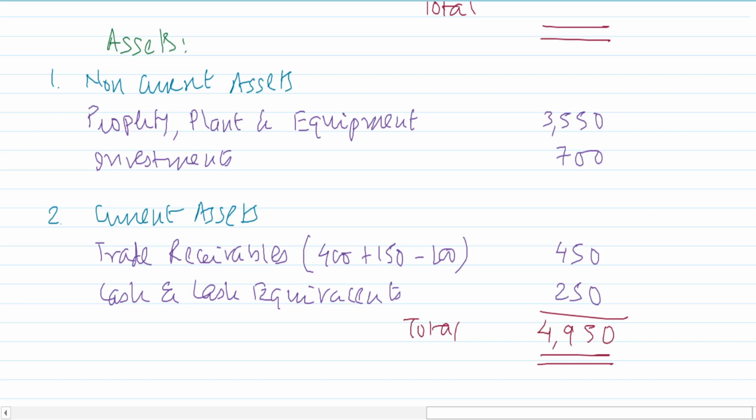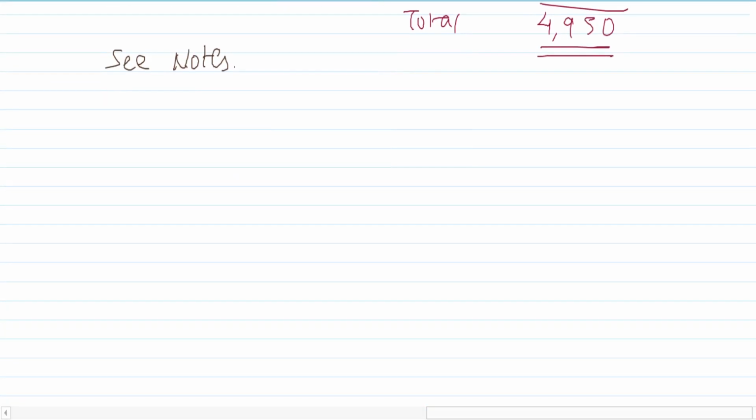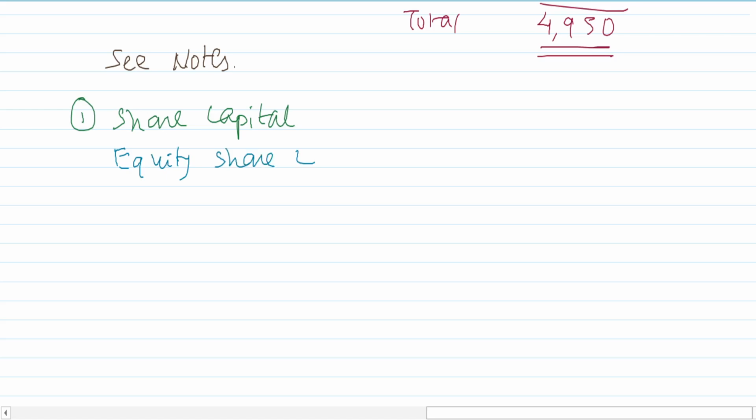So the asset side total is 4950. Obviously, that will also be the equity and liabilities total. But yeah, we are getting that 4950. See notes. We ought to prepare the notes now. Note 1 is for share capital. Only equity share capital is there this time. So equity share capital, right? We will prepare a note for the equity share capital.